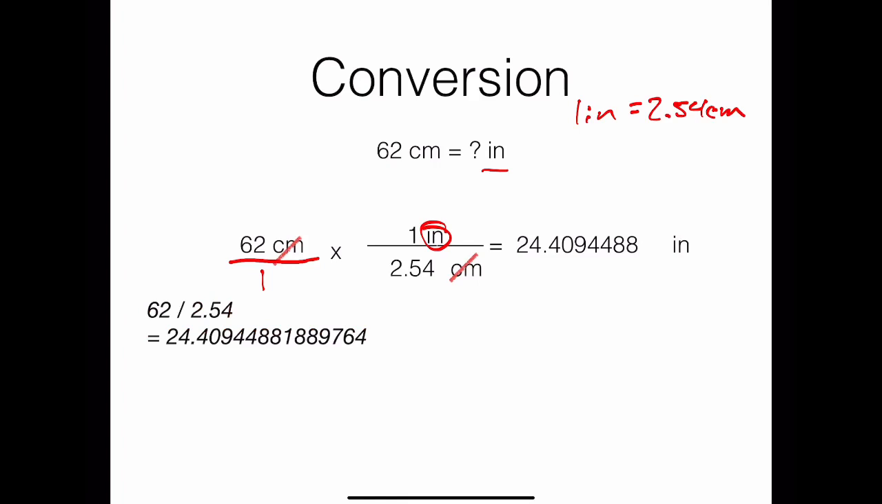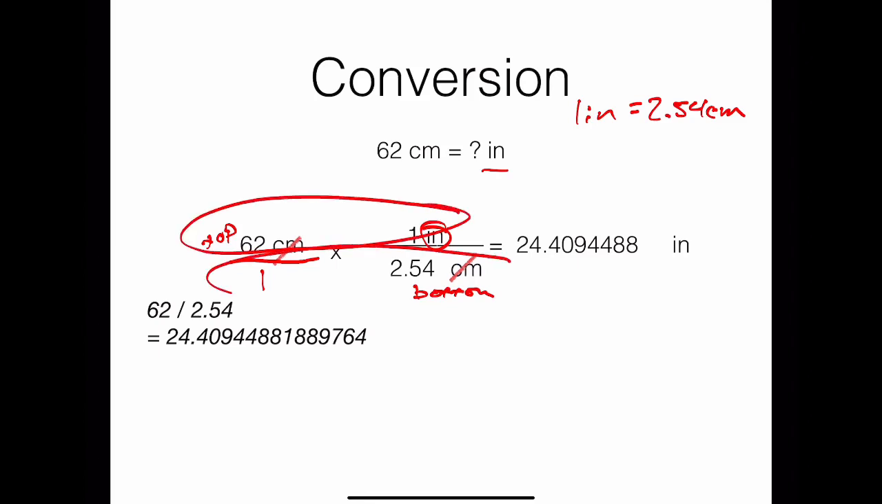When we're putting this in our calculator, there are a few different ways we can do it. We can look at this as just what was on the top, which was the number 62, divided by what's on the bottom. Because remember, when something is on the top and you're multiplying that by a fraction, you can just divide it by what's on the bottom if both of those numbers are 1. So it's everything on the top divided by everything on the bottom, 62 divided by 2.54.